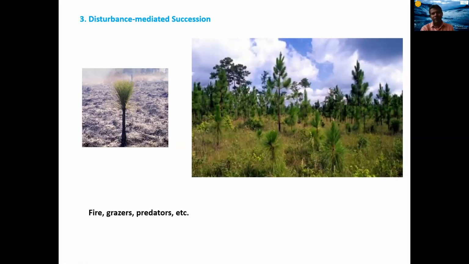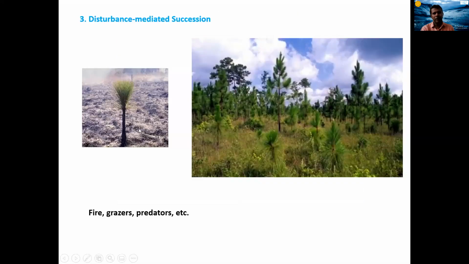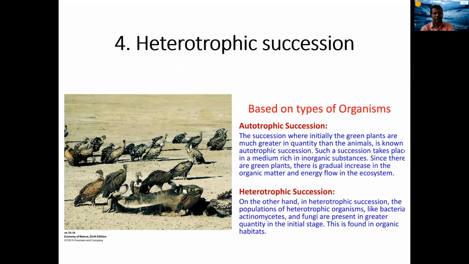The secondary succession can be of different types. It can be this kind of land clearance, or other disturbances, due to fire or grazing by herbivorous animals, or sometimes even from predators. Sometimes the whole community can change, right?